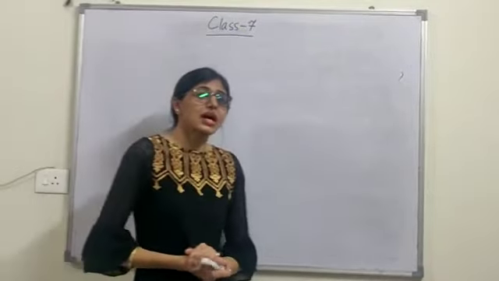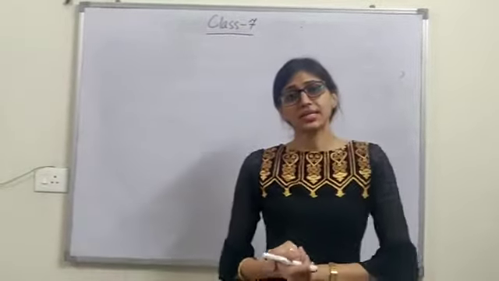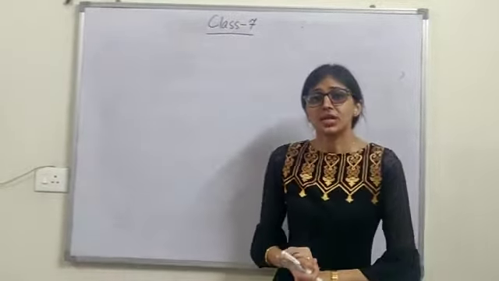Hello students, I am Surbhi Gupta and today we are discussing the chapter Triangle and its properties of class 7. In this we are covering two topics today. The first is angle sum property and the second is exterior angle property. So let's start with the first property.